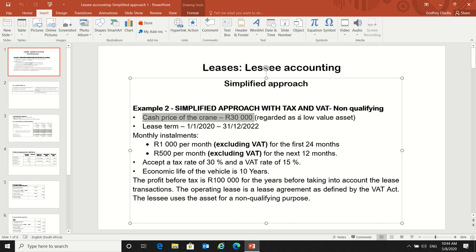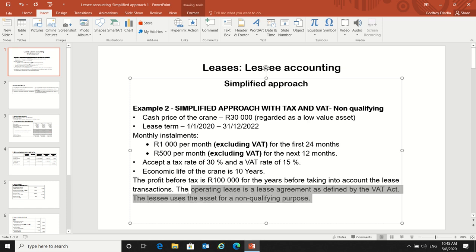We've specified that the asset is regarded as a low value asset. The lease term is 3 years, as stated. The monthly installments are these ones here. It's 1,000 for 24 months and 500 for 12 months. You've got your tax rate at 30, the VAT is 15%. The economic useful life of this crane, so that we become specific, is 10 years. Okay, the profit for all the years is 100,000.